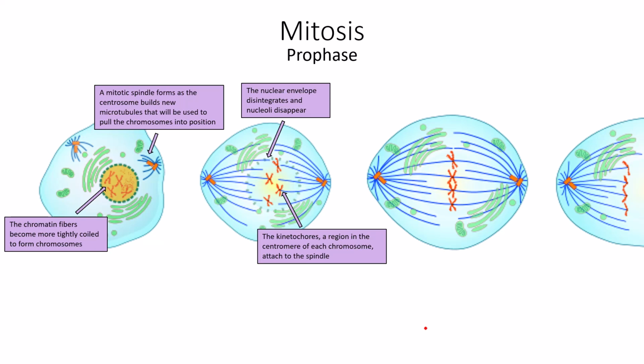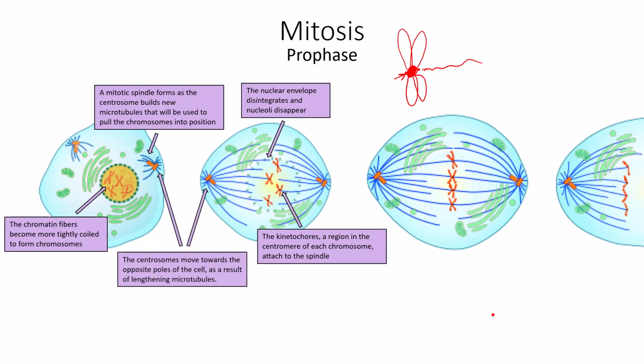The kinetochores, which are a region in the centromere of each chromosome, attach to the spindles. If we were to blow up this structure, our chromosomes actually look like this. There is a centromere here, which holds the two sister chromatids together, and on the centromere are two little proteins called kinetochores. Those kinetochores are the protein complex of the centromere that allows the microtubule to attach to the centromere. The centrosomes move towards the opposite poles of the cell as a result of the lengthening of these microtubules. As these microtubules lengthen, especially when they connect to each other, they allow the centrioles and centrosomes to continue moving further into the poles, which, as you can see, starts to lengthen the cell.